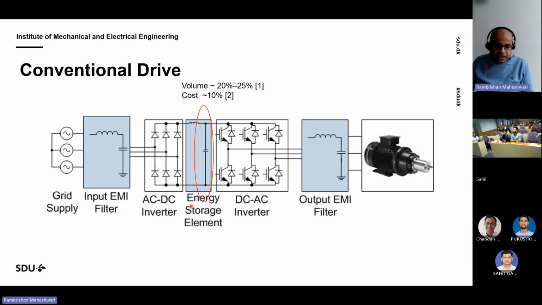on the DC link side, we have a big energy storage element, and this includes an inductor and a capacitor. And if you talk about the capacitor, the volume can easily go up to 20 to 25% of the whole drive, and the cost can be approximately 10%. And most of the time, we typically use an electrolytic capacitor here.